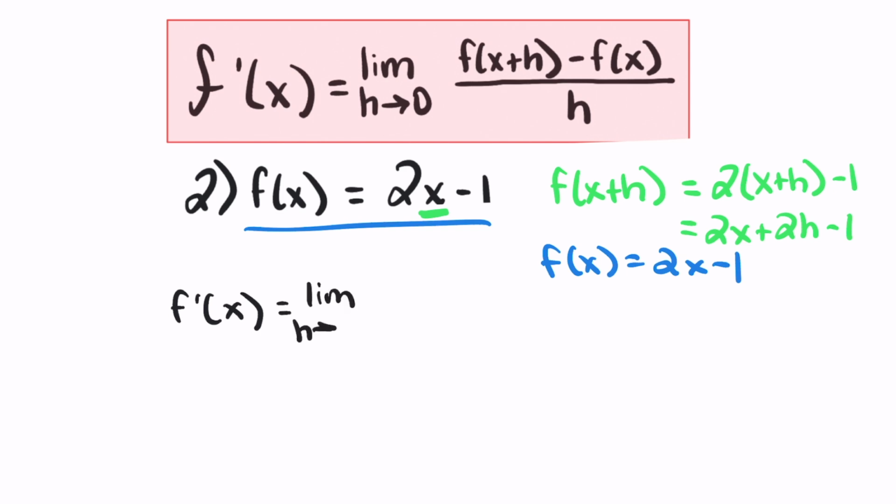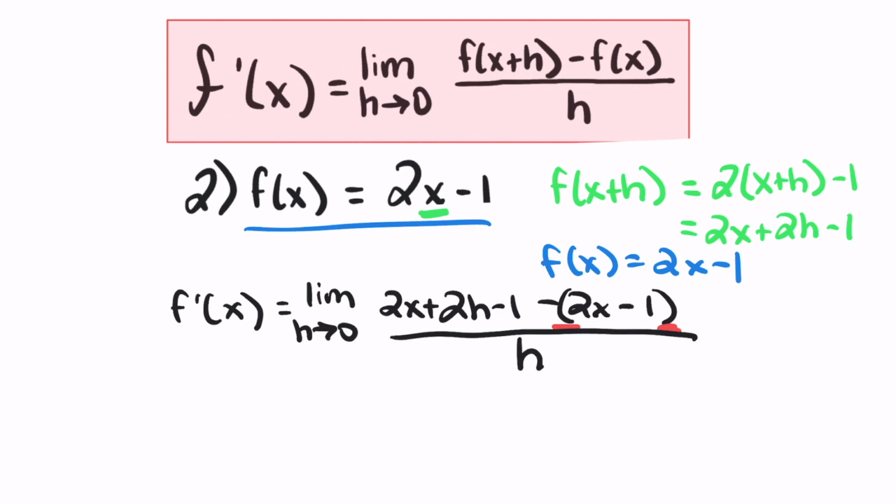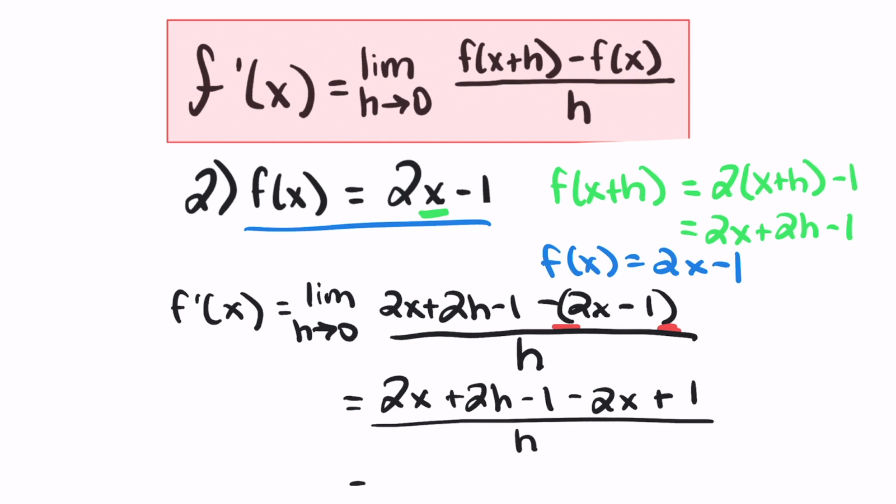So again, we can plug that in. f prime of x equals the limit as h approaches 0 of 2x plus 2h minus 1 minus (2x minus 1). I would strongly recommend you use parentheses here so you don't mess up any of the signs. So that simplifies down to 2x plus 2h minus 1 minus 2x plus 1 over h. And the goal here is just to get as many terms to cancel out as possible. So we can cancel these, and we're left with 2h over h, which just gives us 2.